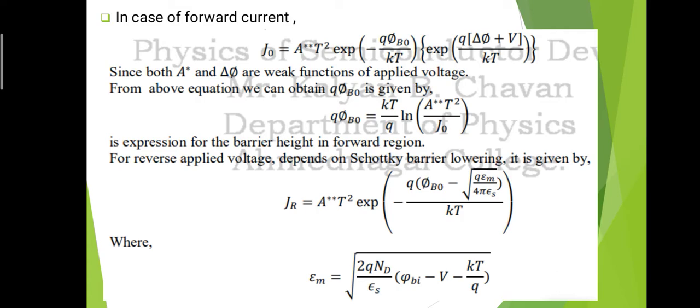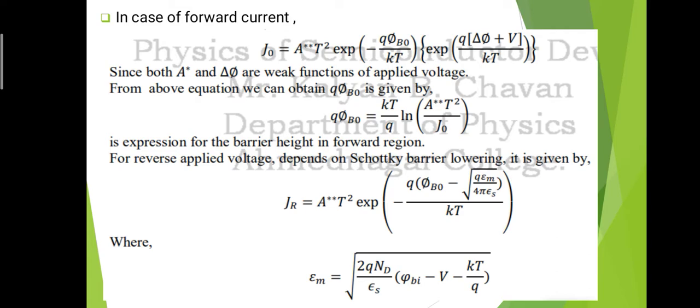So exponential 0 is 1, and we can rearrange the equation for q phi B0, the expression for the barrier height. From the above equation we can obtain q phi B0 as follows. If we take ln on both sides, we get ln J0 equal to ln A** T squared times exponential, and ln and exponential cancel each other. We are left with minus q phi B0 divided by kT, and the second term is 0 because exponential 0 is 1.